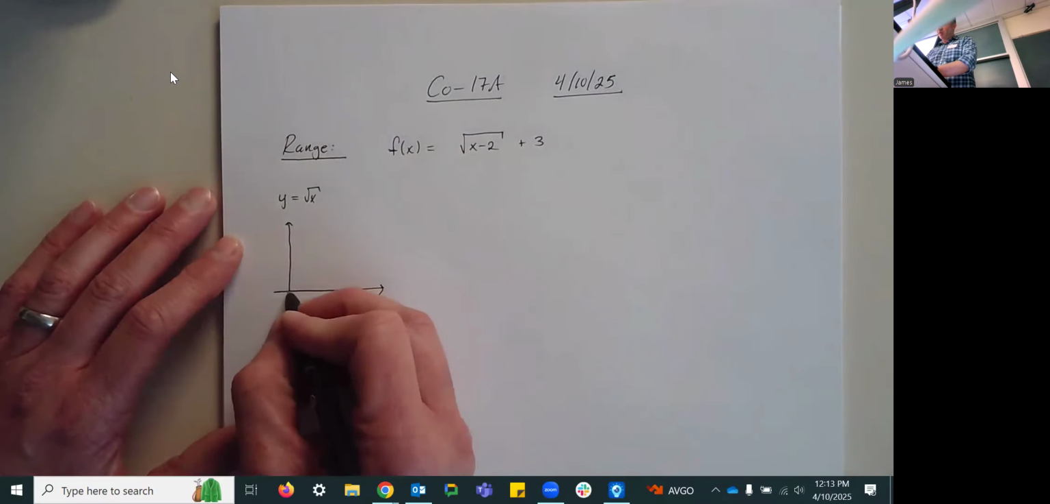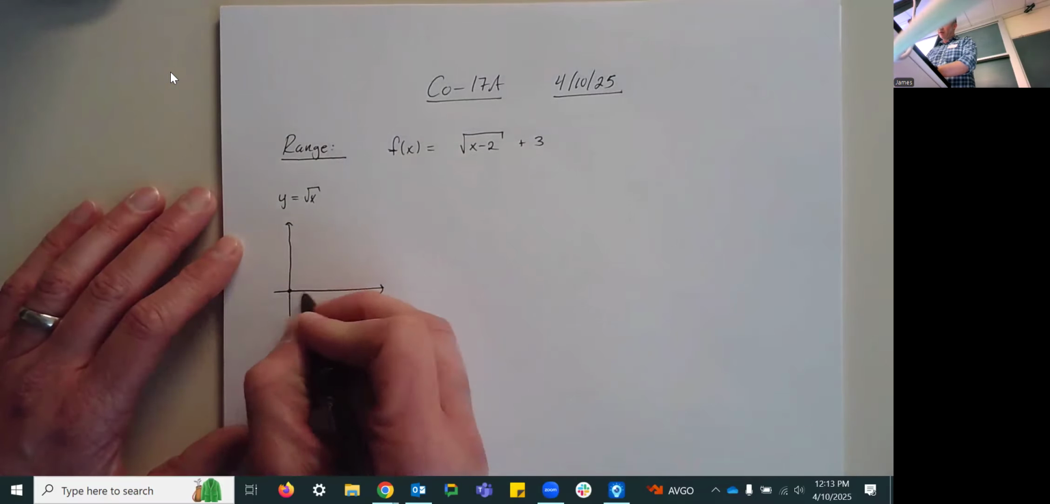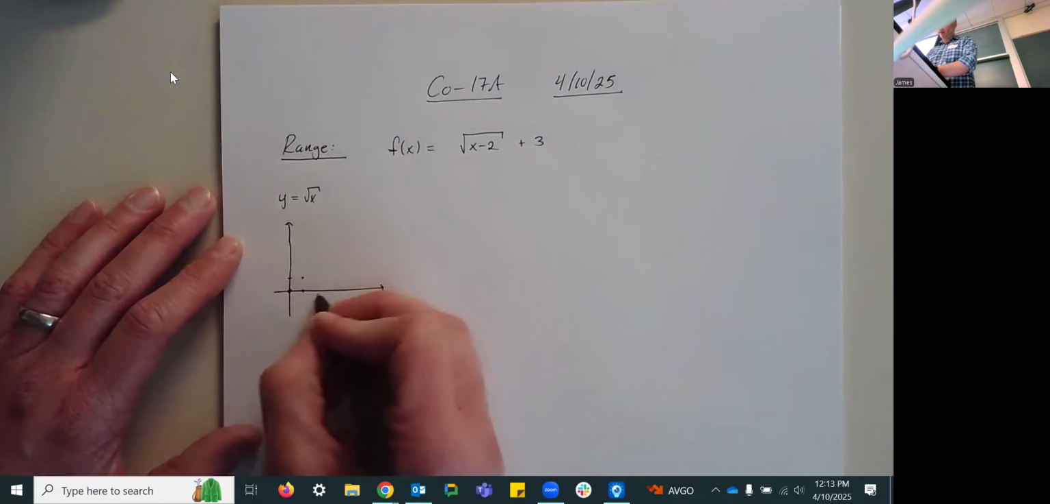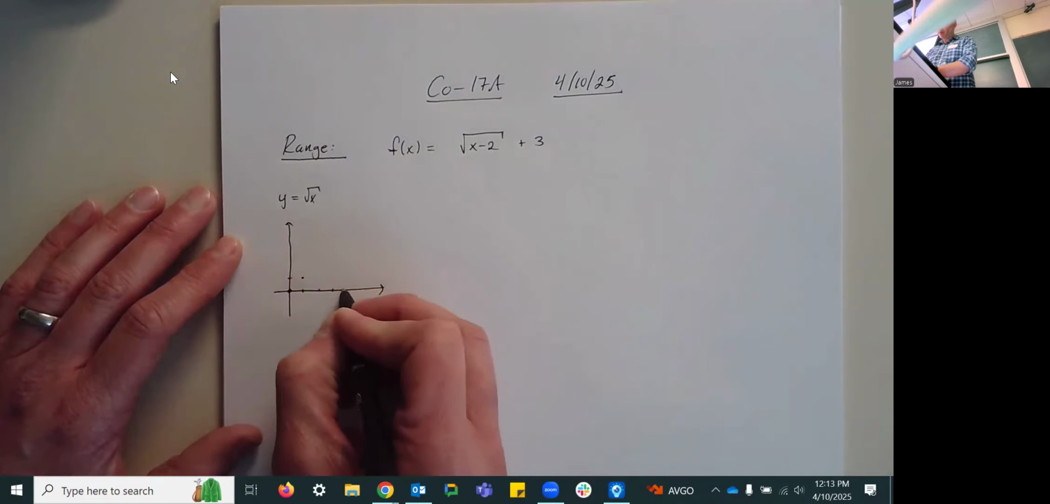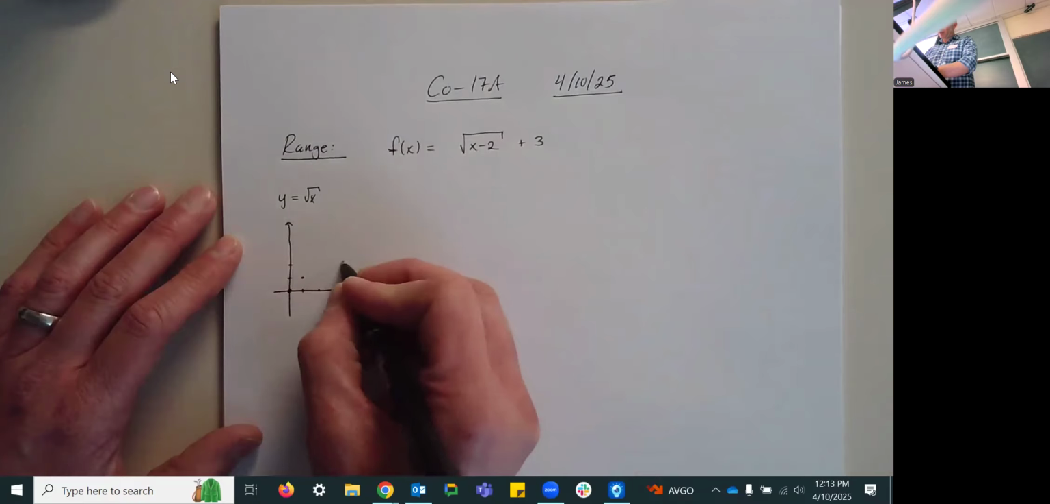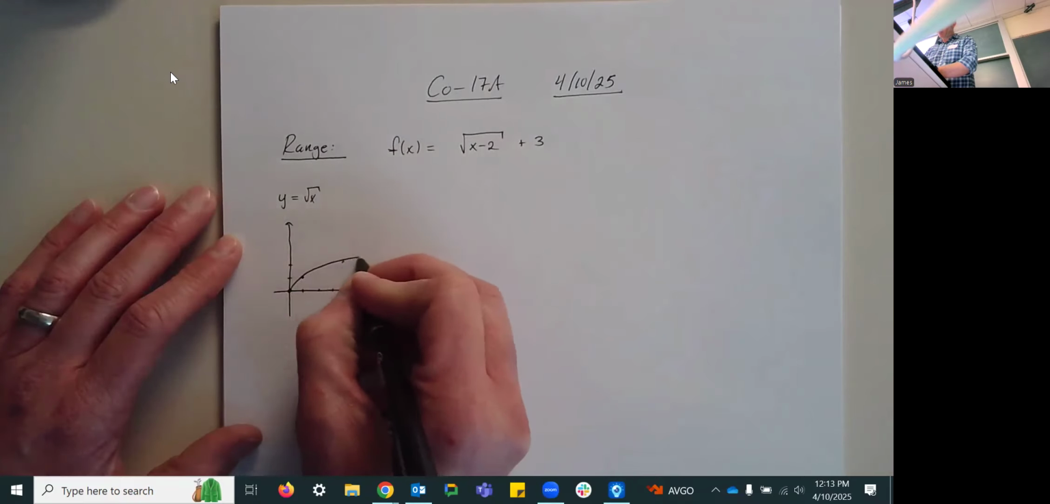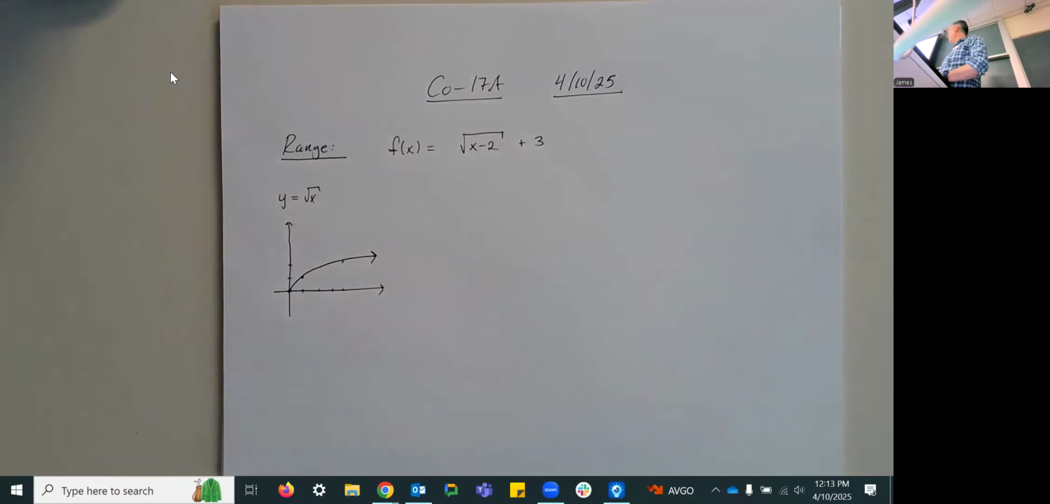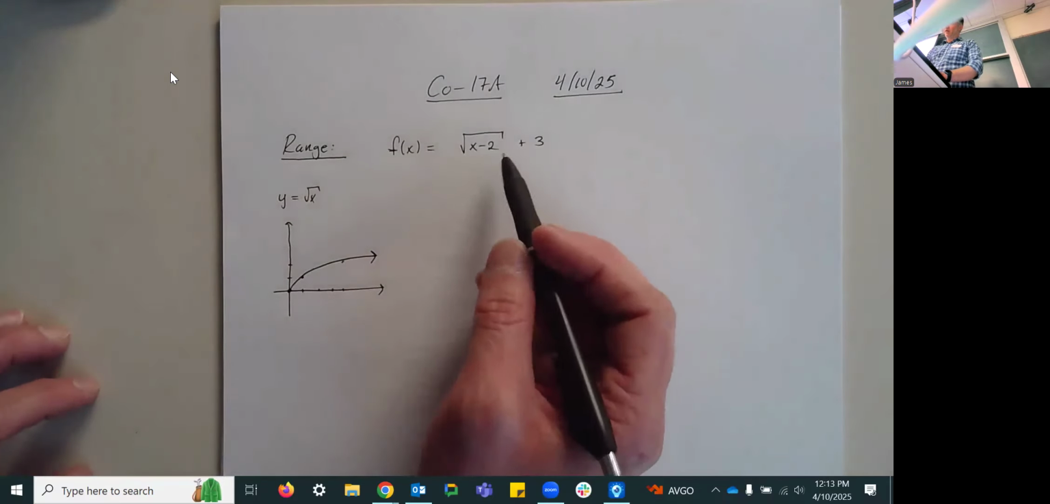So here's the nice xy axis square root function. When I'm graphing it, I'm usually thinking about plotting the points (0, 0), (1, 1), and (4, 2). Here's my usual square root function. And then there's two translations happening here, or shifts, if you prefer that word.